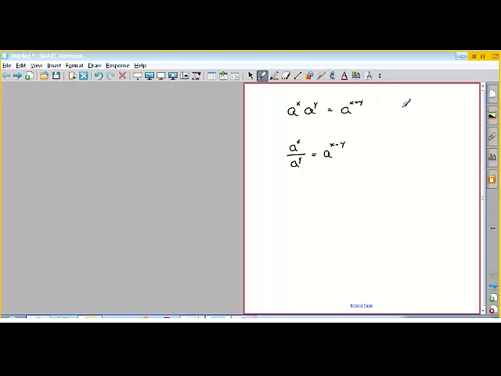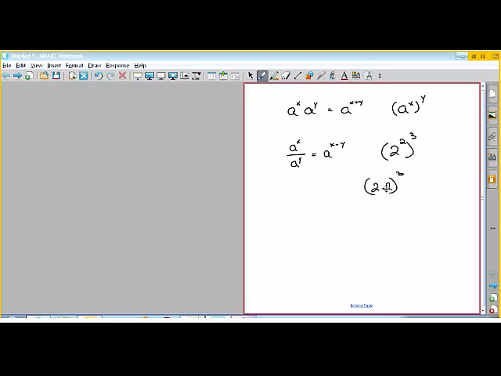The other one is the exponent. We have exponent and exponent. So you have some base a raised to the x power, and then you raise that to the y power. So, if I had 2 squared to the 3rd power, well, 2 squared is 2 times 2.